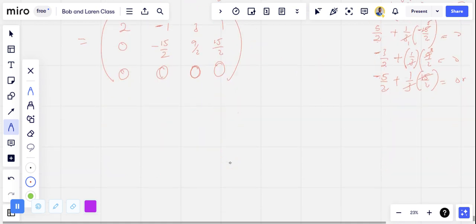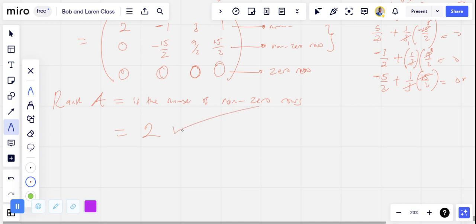So what's our rank? The rank of matrix A for that linear map phi is the number of non-zero rows after reducing it to row echelon form. If you count the non-zero rows, this is one non-zero row, this is another non-zero row, but this is a zero row. A zero row is a row that has all its entries as zeros. So how many non-zero rows do you have? Just two. So the rank for that question B is also 2.